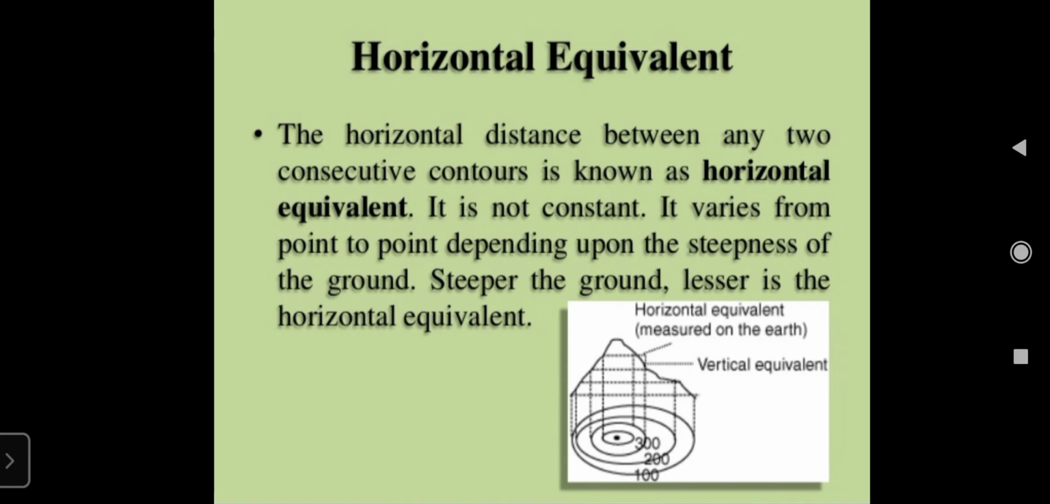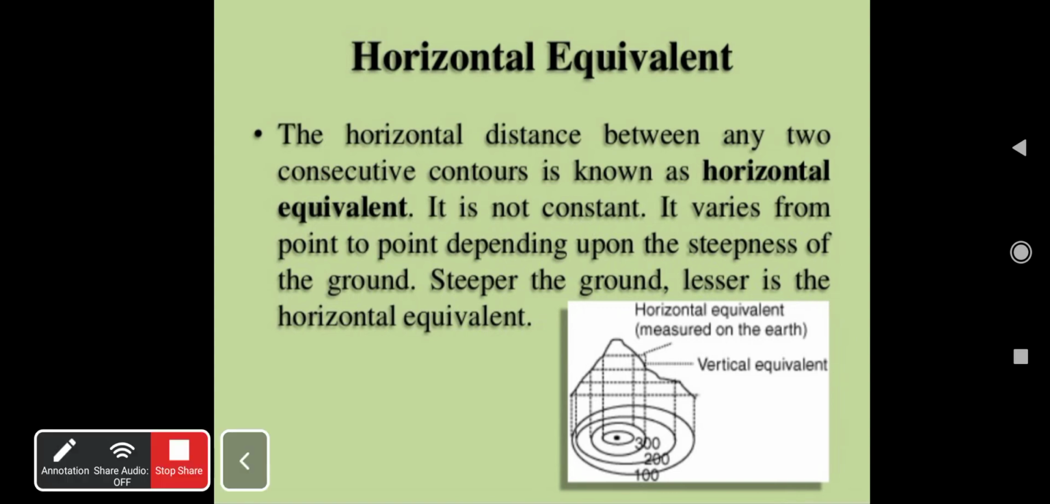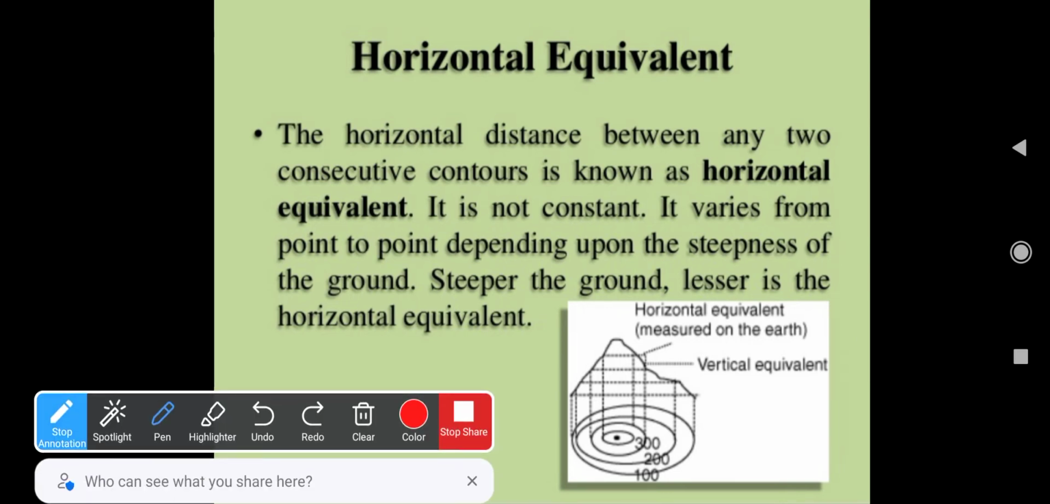Horizontal equivalent: there will be two, vertical equivalent and horizontal equivalent. So what do we mean by horizontal equivalent? Here you can see the distance which has gone horizontally, that is called horizontal, and this is called vertical. The horizontal distance between two consecutive contours which have been cut is known as the horizontal equivalent.